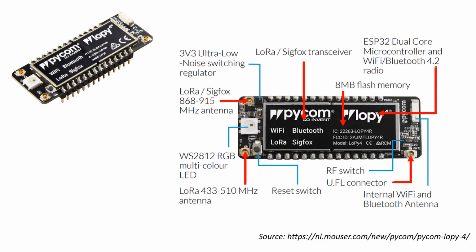And if you choose to use Wi-Fi, then an antenna is already installed at the top right corner of this development board. We also have a reset button or switch to reset the development board and an LED light to respond to different instructions and give an indication. We also have other switches such as a noise switching regulator and RF switch.